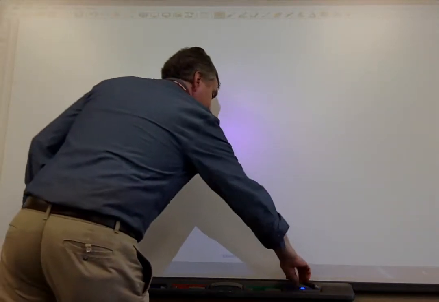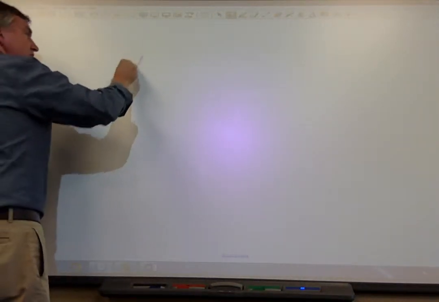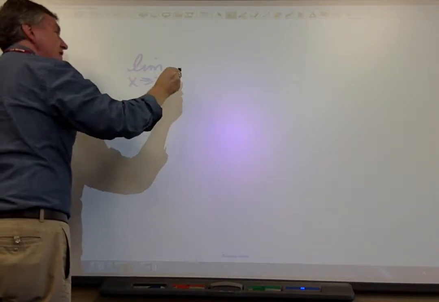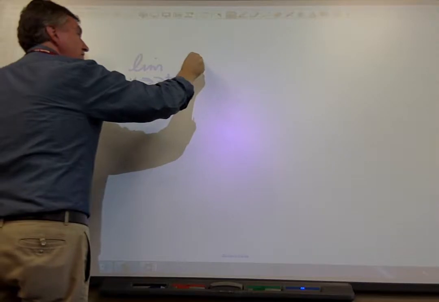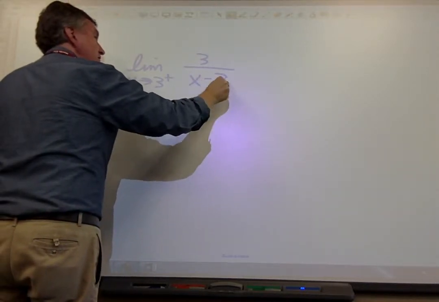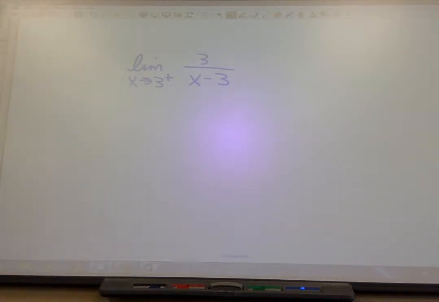But that's that theorem I gave you. And you'll see that on the quiz I hand out today. If I give you something like this, the limit as x approaches 3 from the right-hand side, what if I said 3 over x minus 3? How would you use that theorem I gave you to evaluate that?